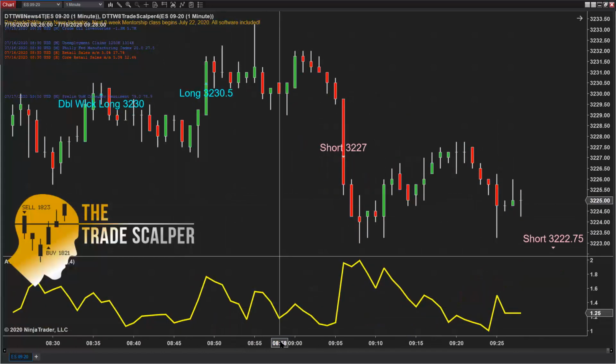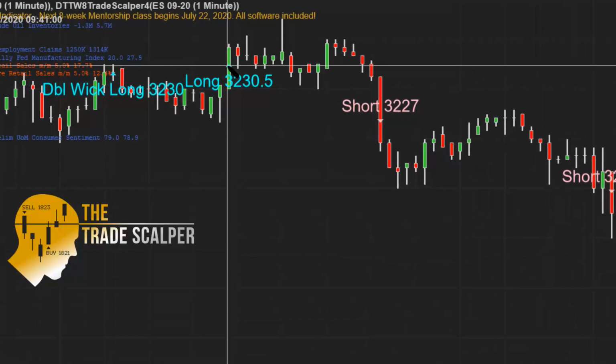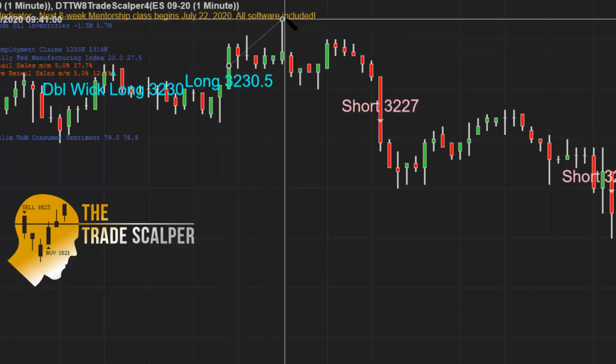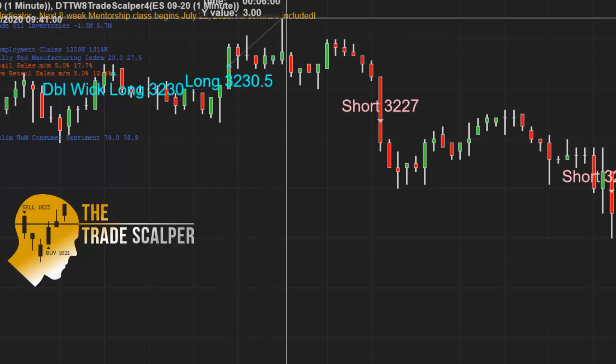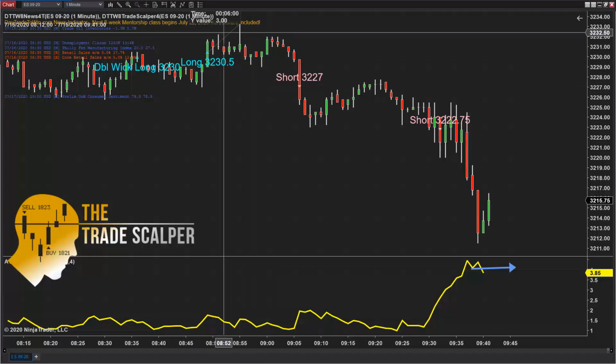If you go back here a little bit further, this is a long over here. This long trade over here at about 8:49 Eastern Standard Time. Same idea. From here to here, 3 points. If you look at the ATR, it was only a 1.5. So even if you wanted a 1.25, a 1.5, the market moved that distance.